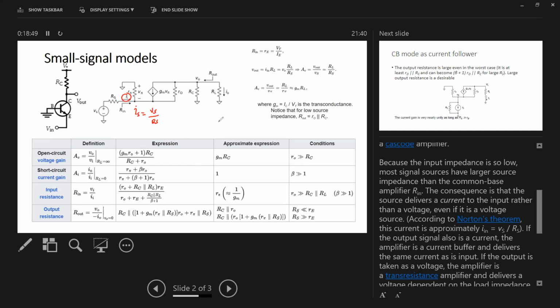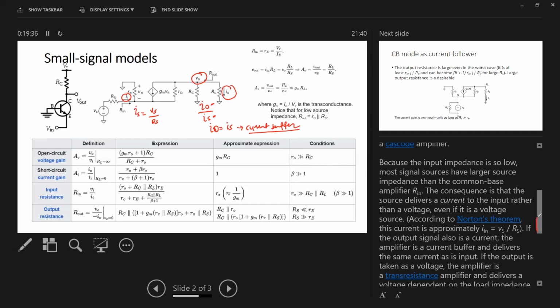So if the output signal is also a current, obviously you can say that your amplifier is a current buffer, with the ratio of output current divided by the input current. So output current is equal to input current, IO is equal to IS. This is called a current buffer. So we see that your common base amplifier acts as a current buffer and it delivers the same current as the input current.